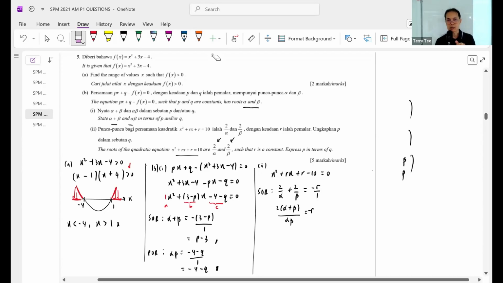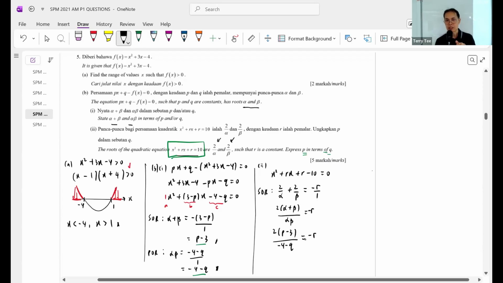Okay, now what can I do? Because the question says express P in terms of Q. You see, this equation has no P or Q. This equation has only R. So when they say express P in terms of Q, I know I have to use this information that I have earlier, the alpha plus beta and alpha times beta from part A. So let's substitute. Your alpha plus beta is P minus 3. Your alpha times beta is minus 4 minus Q. The result is minus R.